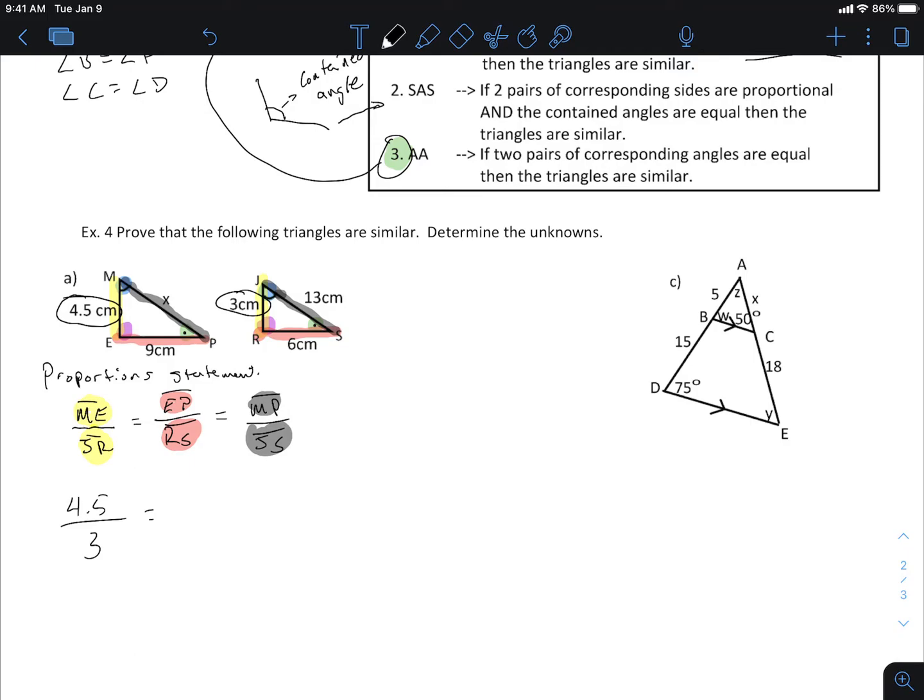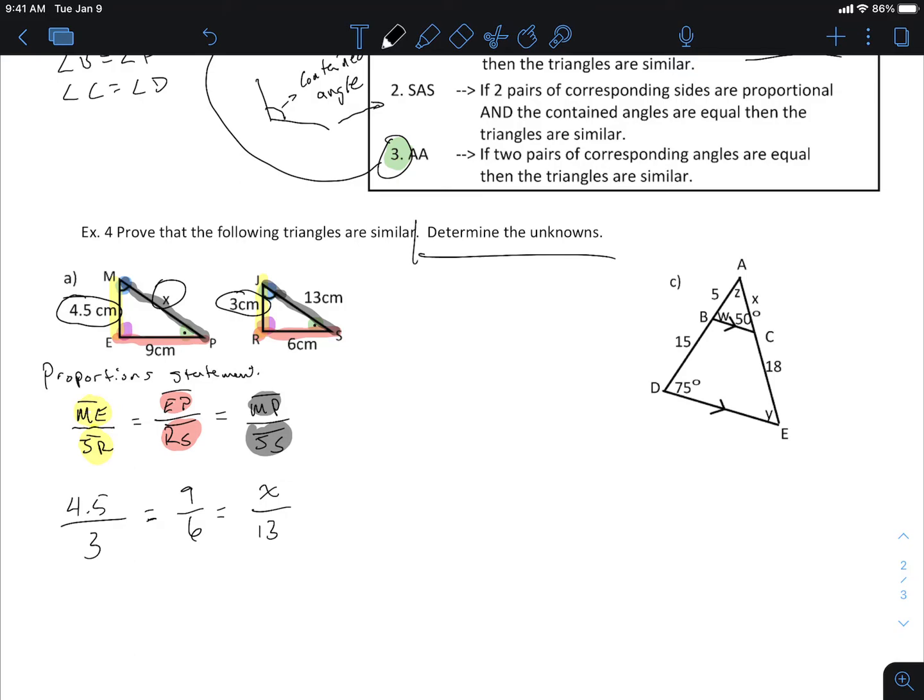Okay, well, let's go EP now. EP is 9 and RS is 6. All right, well, let's write the next one. MP, we don't know. That's what it means by determine the unknowns, which we'll get to in a second. But we know JS, so we're going to replace MP with the X that we're trying to find, and JS is 13. So we're still in the first part here.